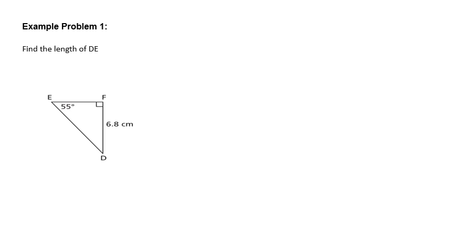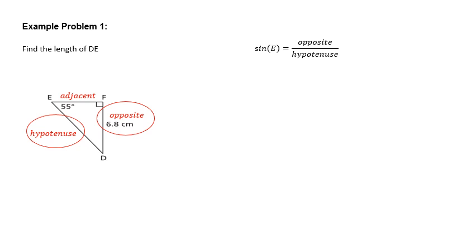Okay, so we have to label our triangle. Directly across from the right angle is the hypotenuse. Directly across from the angle we're given is the opposite. And the side next to the angle we're given is the adjacent. The side we are given right there is the opposite, which is 6.8. And we're looking for the length of side DE, which is the hypotenuse. So in this problem, we're looking at the opposite and hypotenuse, and we're not dealing with adjacent at all. So which ratio has opposite and hypotenuse in it? It's sine.